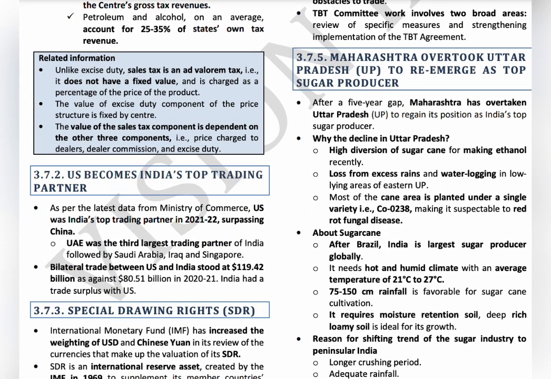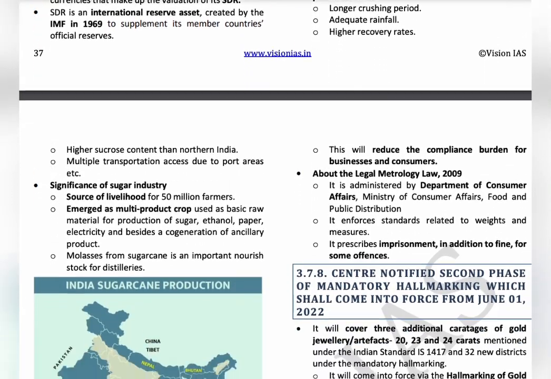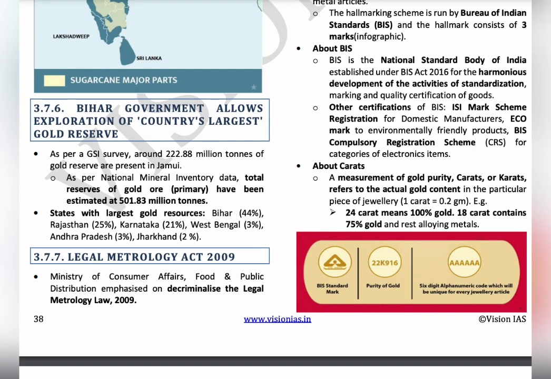Next topic is Maharashtra overtook Uttar Pradesh to re-emerge as top sugar producer. So for sugarcane production, hot and humid climate is needed with an average temperature of 21 degrees centigrade to 27 degrees centigrade and 75 to 150 centimeters rainfall is needed, and loamy soil which retains moisture is ideal for its growth. So Brazil is the largest producer of sugarcane in the world and India is the second largest producer of sugarcane, followed by Uttar Pradesh.